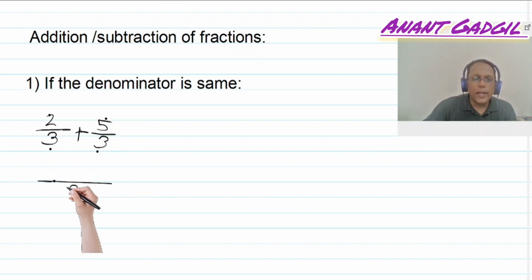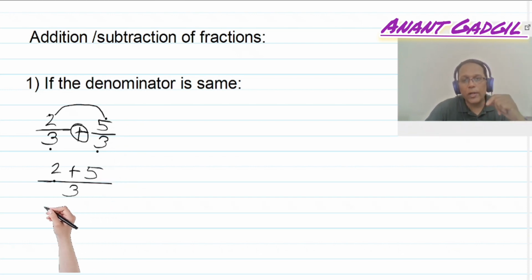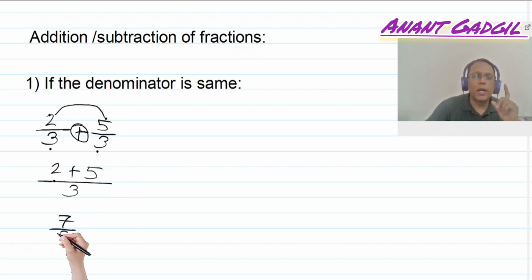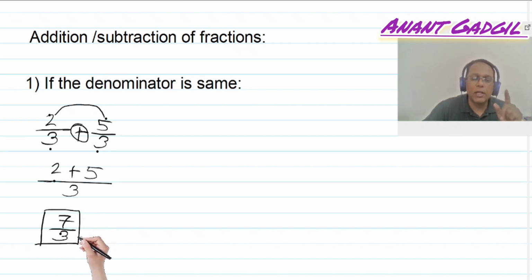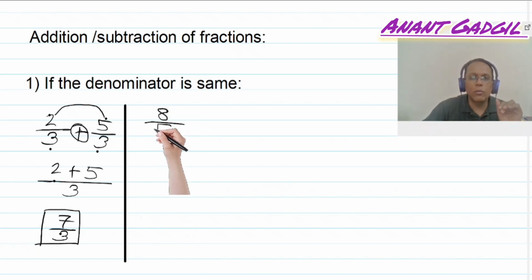So when it is same, you just do what is there in the numerator. So that is 2 plus 5. Write the denominator only once. So it becomes 7 by 3. This is your final answer, as 7 by 3 cannot be further divided by any same number. Okay. So similarly, next question.